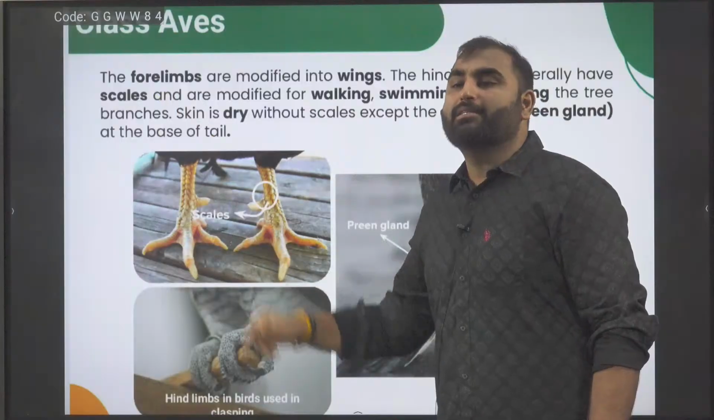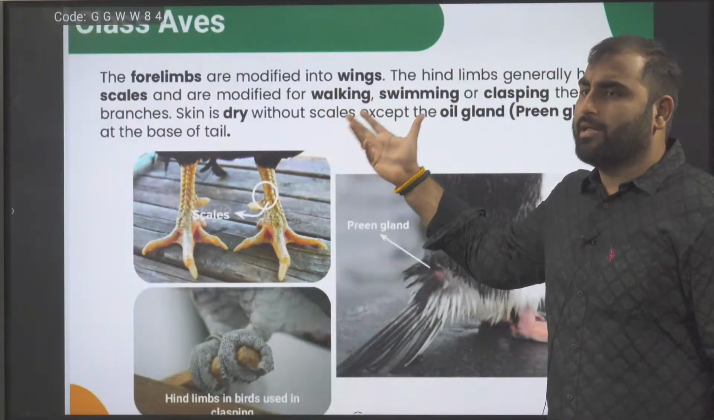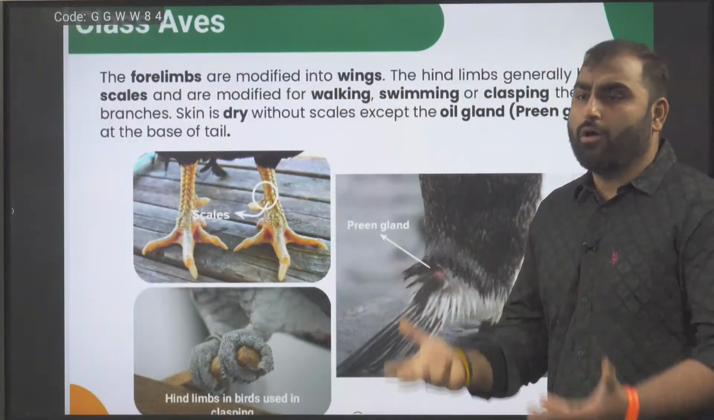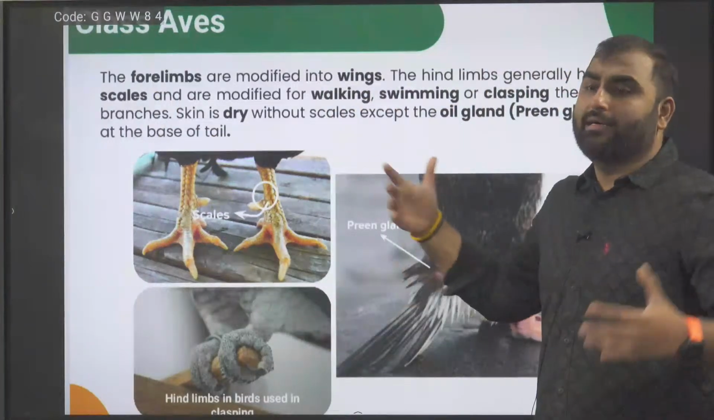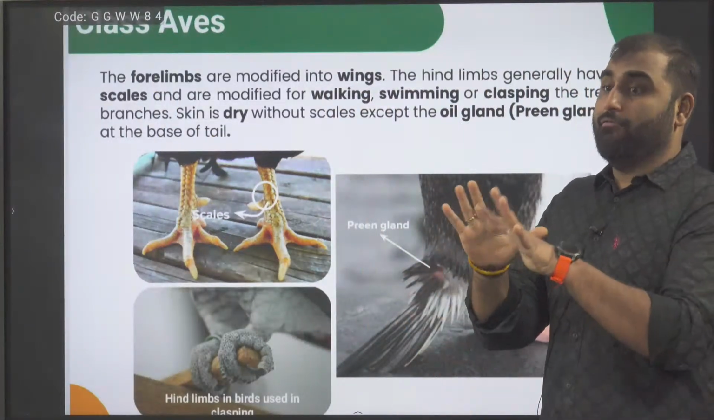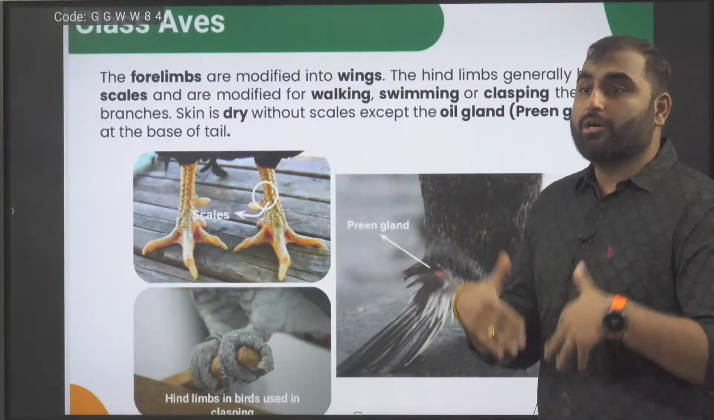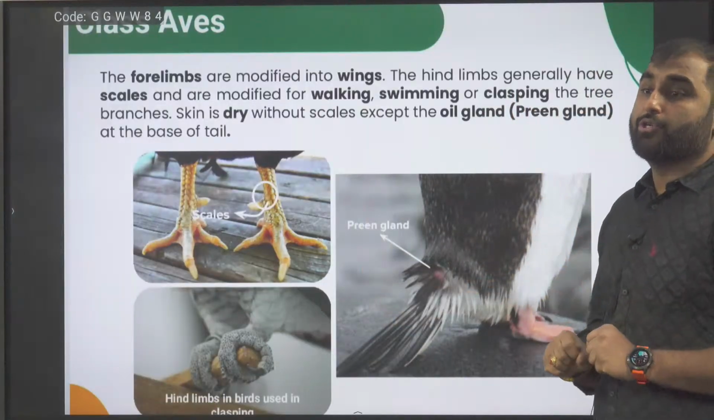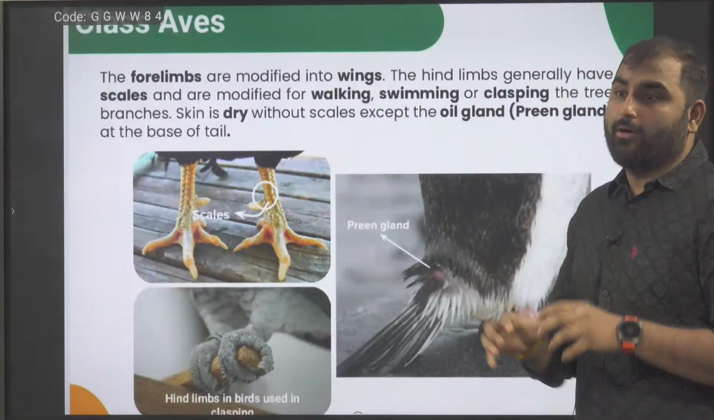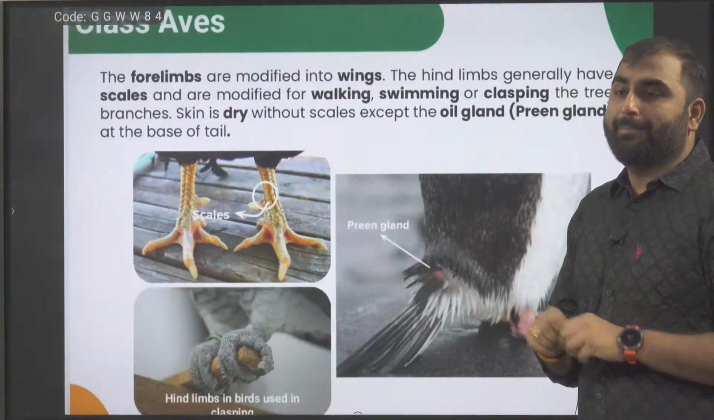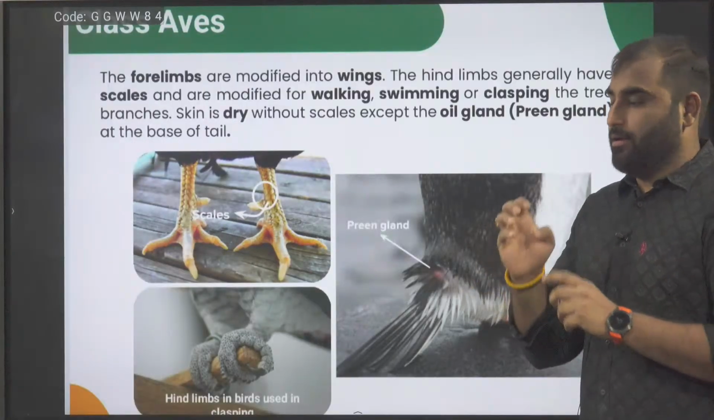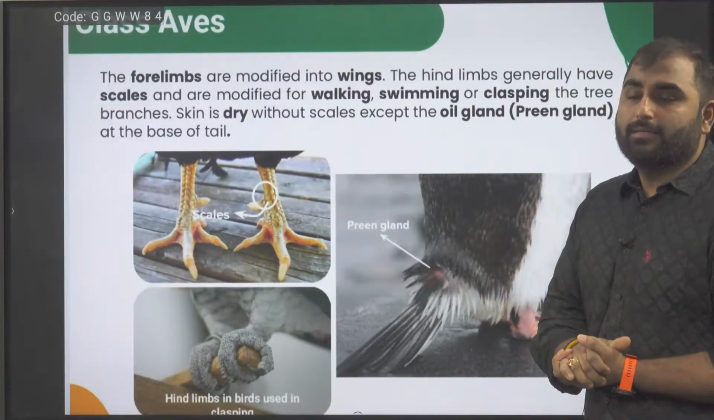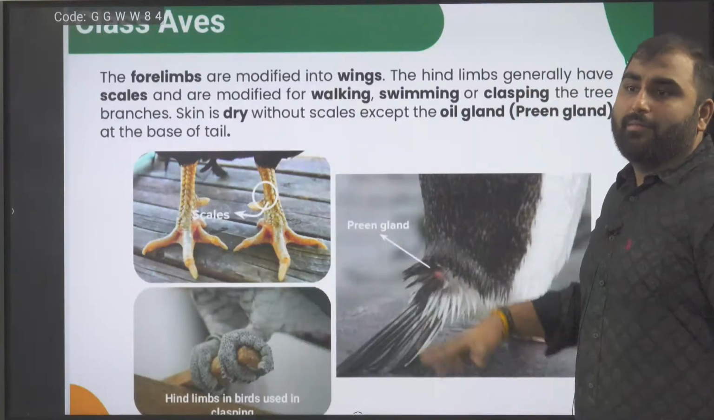A pair of hind limbs is there. Hind limbs for different birds can be used for different things. Some birds use them for walking. Some use them for swimming, like a duck. A duck has webbing on the hind limbs, which is used for swimming. Or for clasping, tightly holding the tree branches, or like eagles, which can capture their prey, holding them very tightly. And good claws are also present, right? Holding the tree branches, that is clasping.